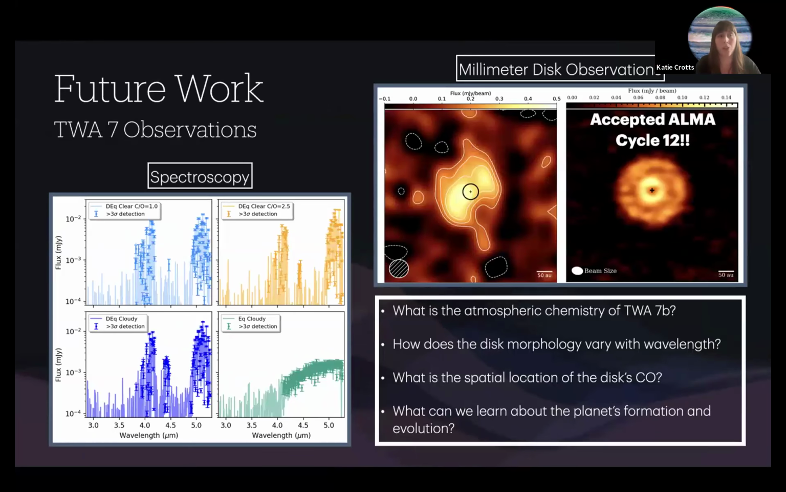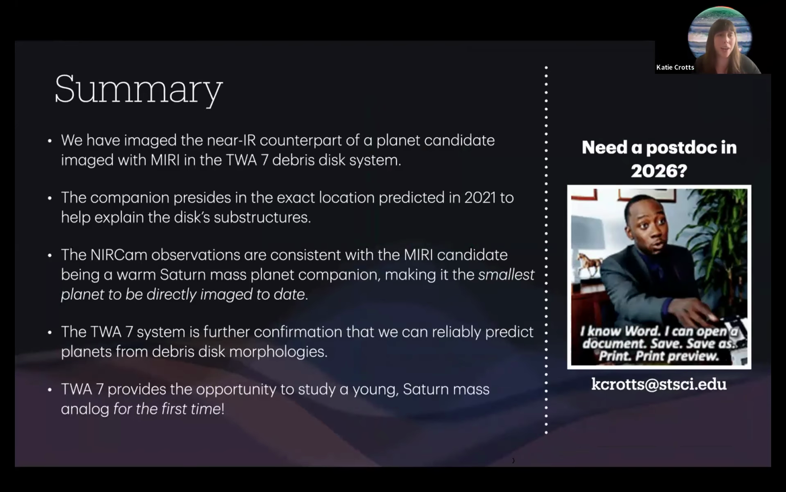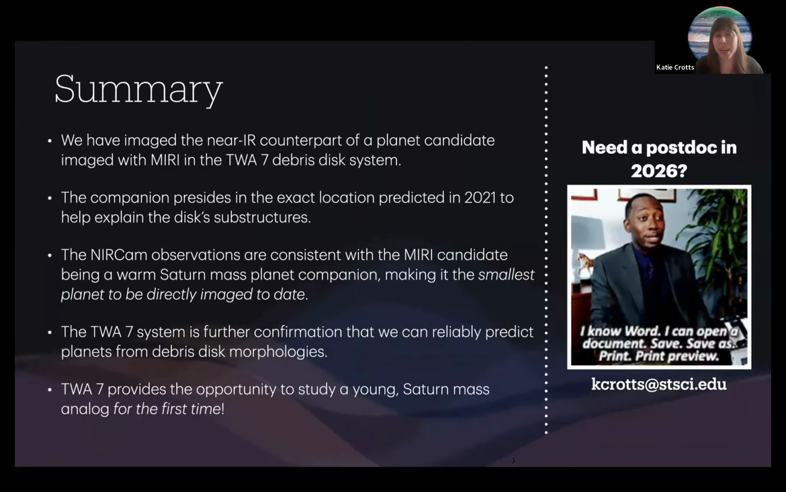All right, so I'll end with future work. We just got some ALMA time accepted for cycle 12 to observe this disk at higher resolution. And we're also planning on submitting a cycle 5 proposal for JWST to try to characterize this planet further with NIRSpec. All right, so I'm out of time. I'll leave my summary here.